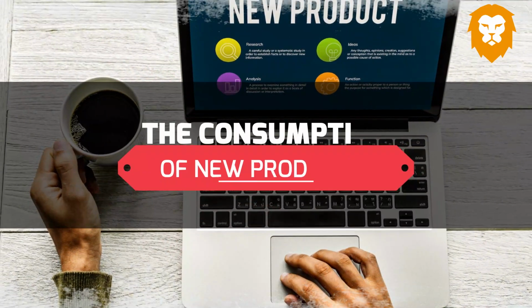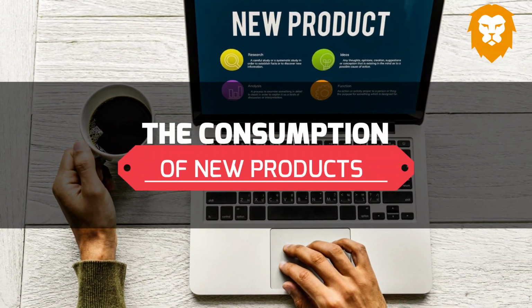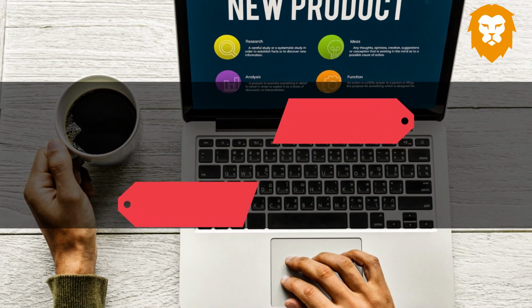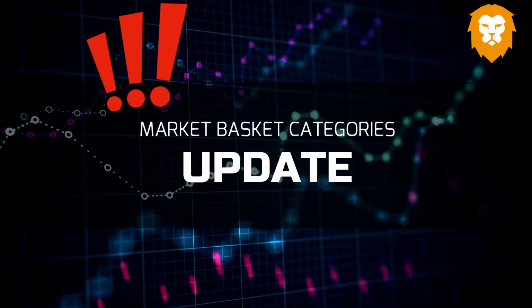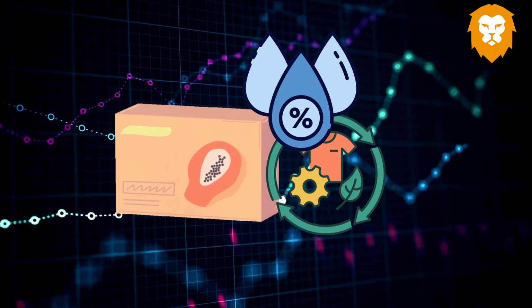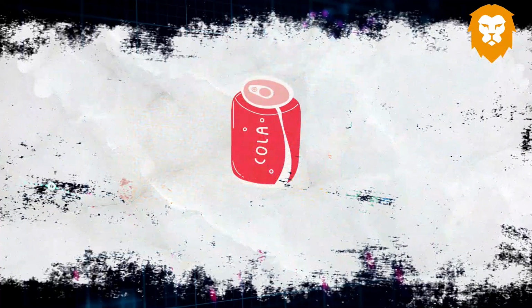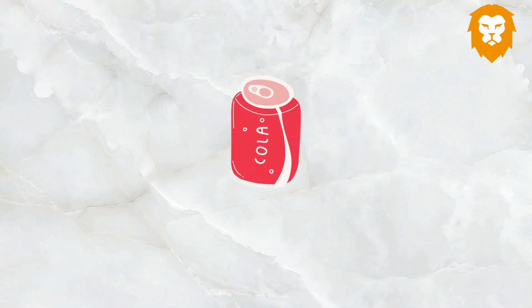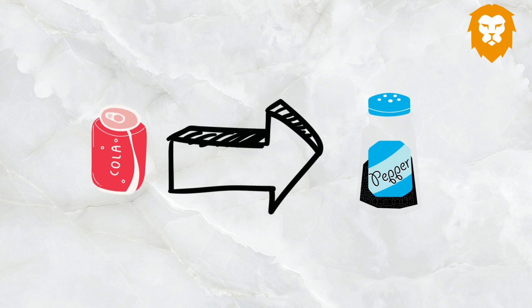Third, the consumption of new products was not usually gathered or taken into consideration. Market basket categories update, but not as frequently as the consumption of the product changes. Imagine being a fan of Coca-Cola, and then suddenly you're into Dr Pepper now. We got you good, CPI, huh?